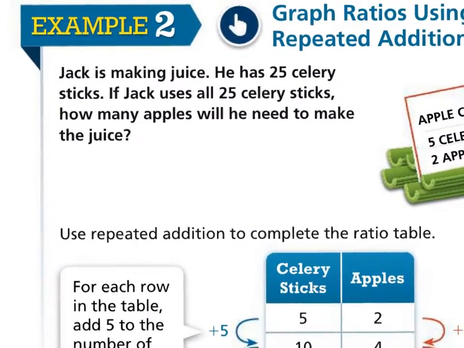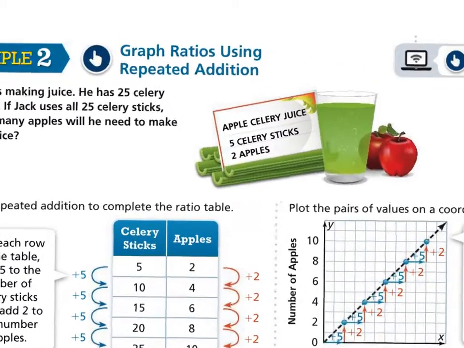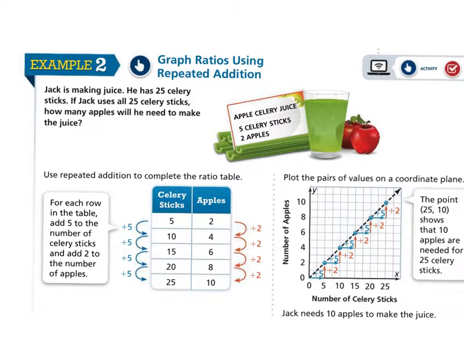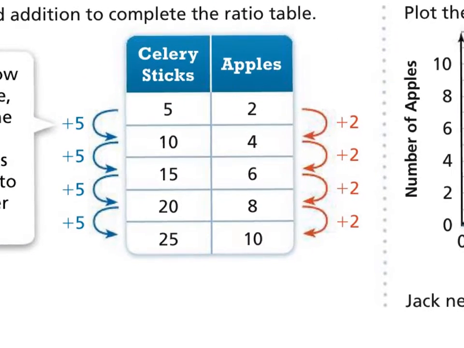Example 2, Jack is making juice. He has 25 celery sticks. If Jack uses all 25 celery sticks, how many apples will he need to make the juice? So you can see 5 celery sticks for 2 apples looks pretty yummy. Couple ways of doing this. One way, what the book's doing is they're just, you know, let's add another 5 celery sticks and another 2 apples till we get there.